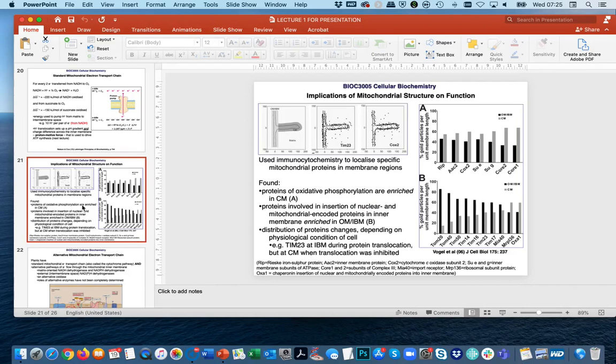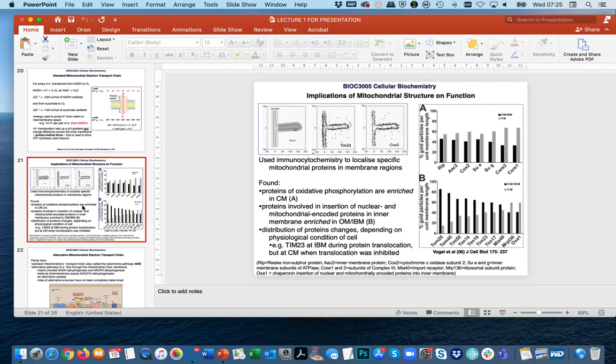What I'd like to do now is return to this idea of structure and function. Now you've got those components of the electron transport chain back in your mind, so we can talk about their location in a bit more detail. Yes, they are on the inner mitochondrial membrane, but remember, the inner mitochondrial membrane has 2 subdomains: the inner boundary membrane and the cristae membrane.